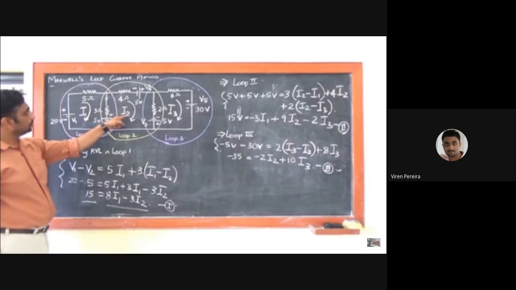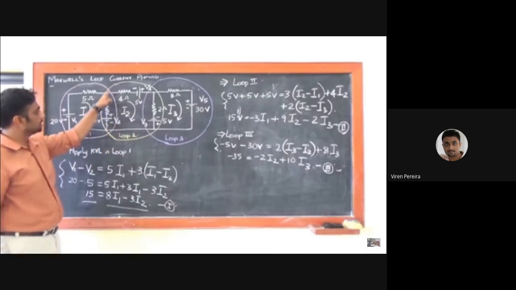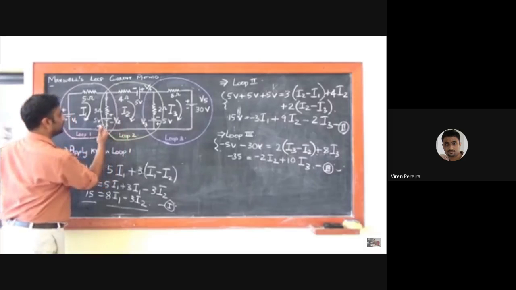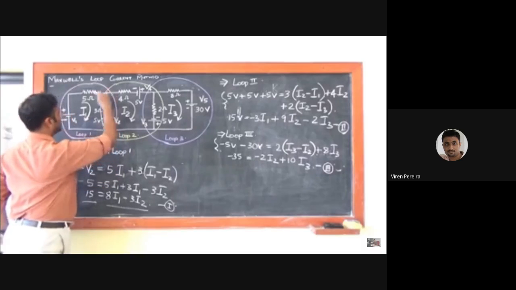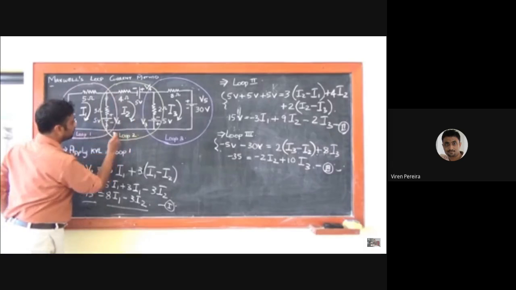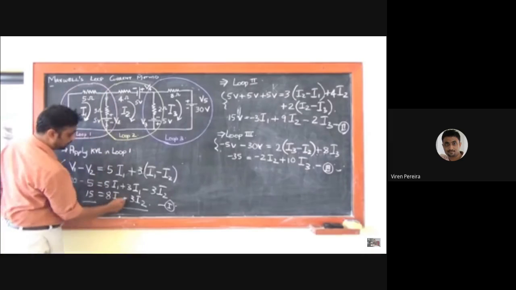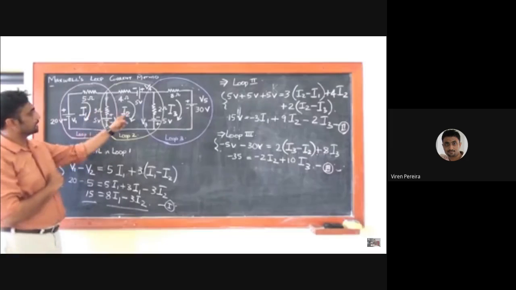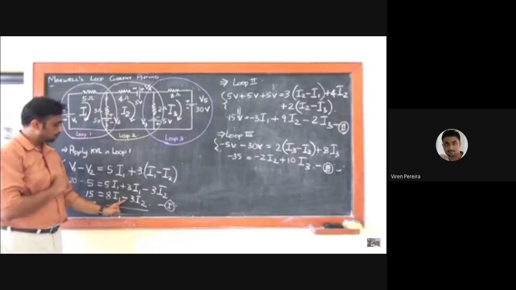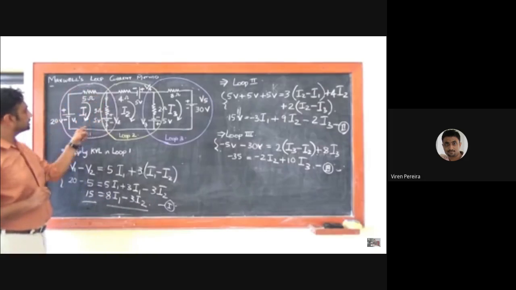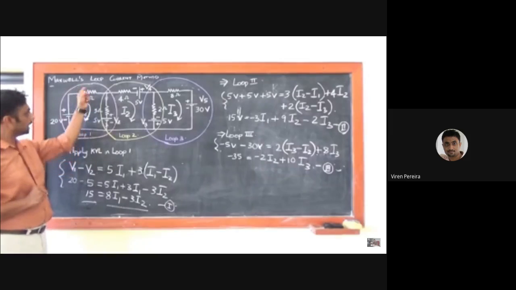What about I2? I2 is flowing in this direction. It is flowing in clockwise. So it is moving from down to top. I1 moves from top to down. I2 moves from down to top. So that's why I put a minus sign. What ohms resistor it is? 3 ohms. It is linked with I2 resistor. So minus 3 I2.